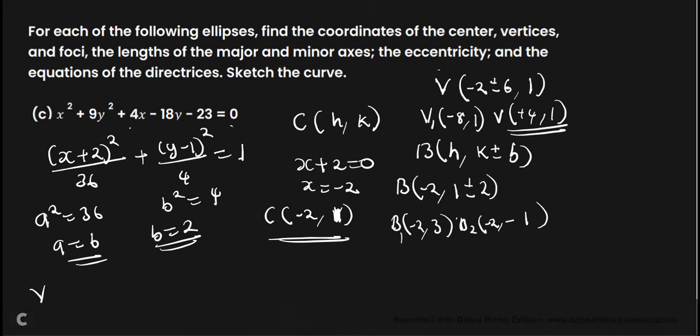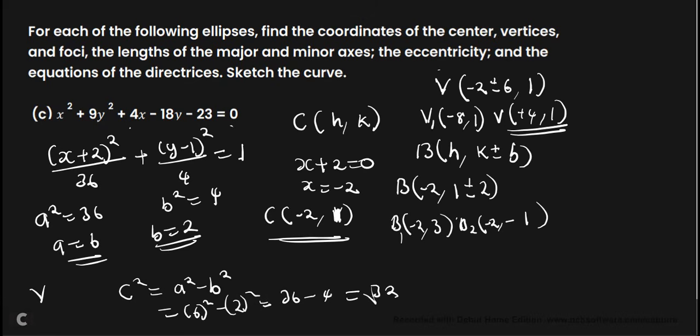Let's calculate our focus. Remember that we say c squared equals a squared minus b squared, such that what's your a? 6 squared minus 2 squared, that's 36 minus 4, that is 32. Then find the square root of that. You have 4 root of 2, that is c.